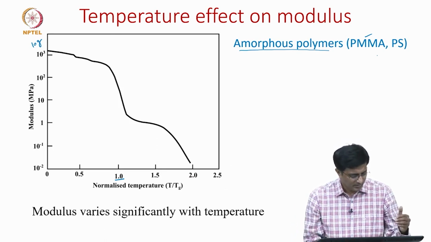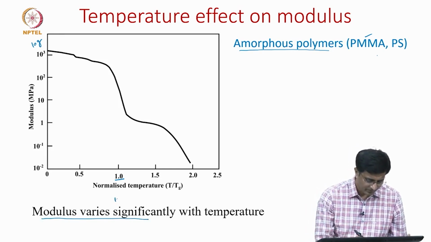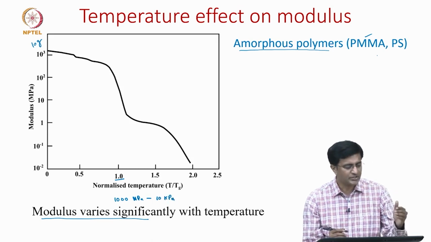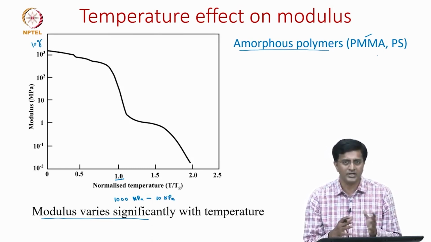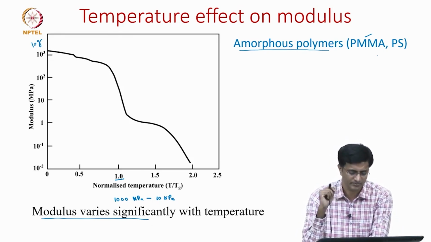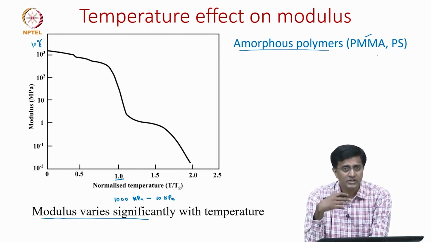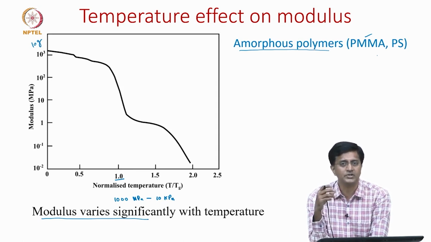As we can see, the modulus varies significantly. How significantly? It started from 1000 megapascals and went all the way to 10 kilopascals. So the changes are by several orders as the temperature changes for a specific polymer, for example here PMMA. But let us see, with modulus changes we can define different regimes in this polymer, which means the response in one regime is very different from the response in the other regimes.